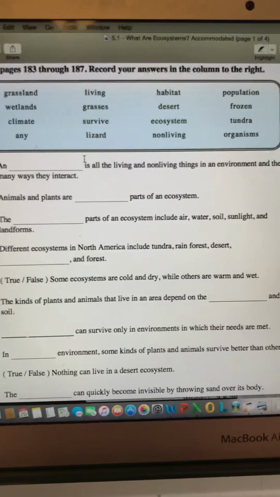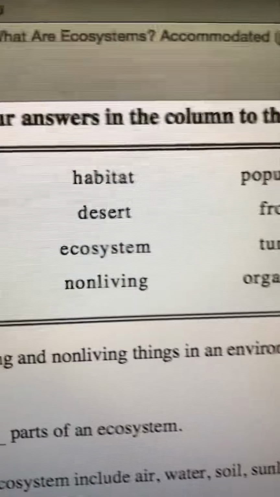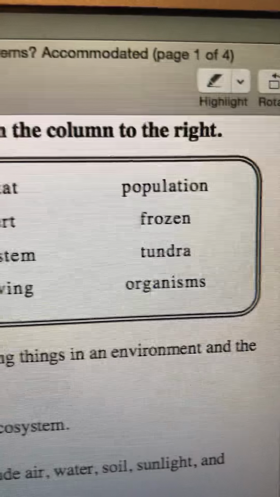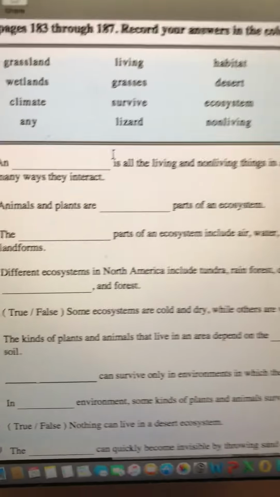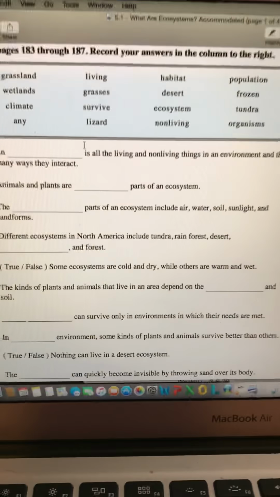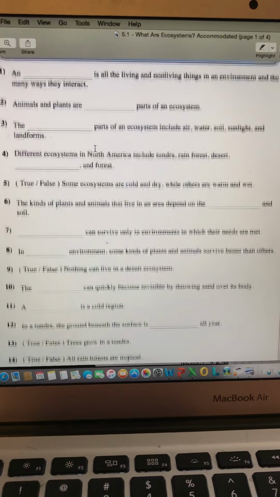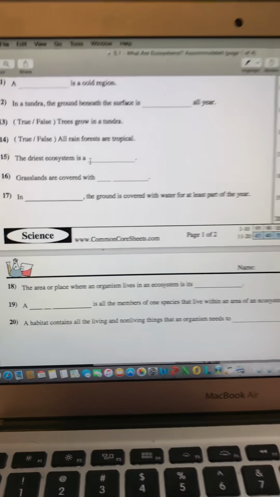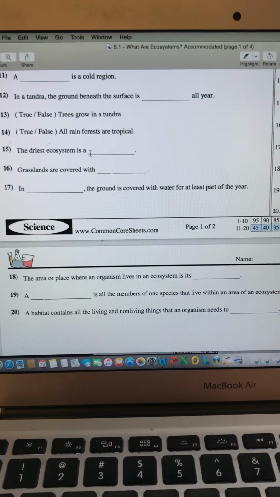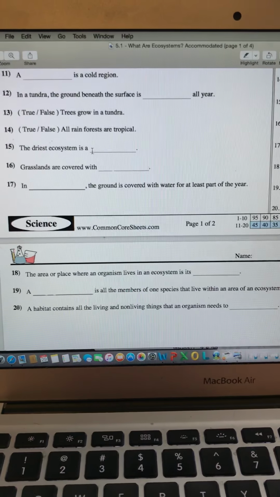Now this is the worksheet that goes with it. Here is your answer box. It's your word bank. Okay? And here are your questions. And they're 1 through 20. I'll read them off to you. I just wanted to give you a visual in case you need to go back to it.